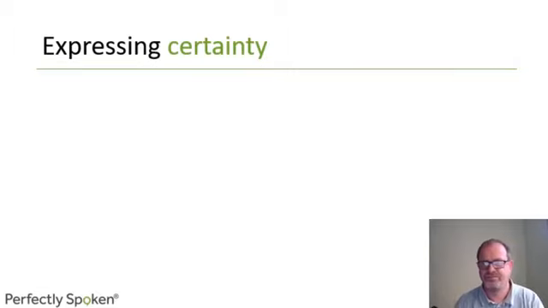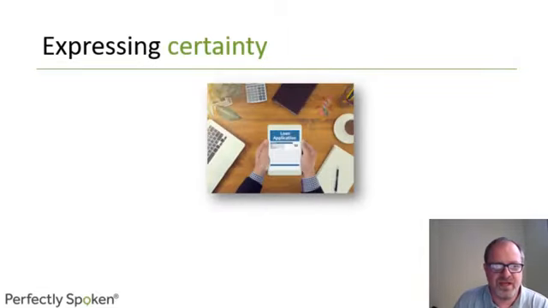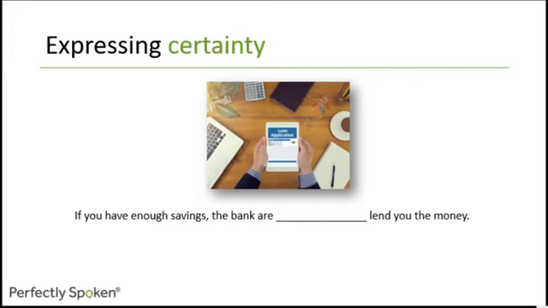So here we go. So we've got a guy looking at a tablet here, and it's for a loan application. So he's obviously thinking about applying for a loan. You apply for a loan. We looked at that in the vocabulary of money in the previous lesson. And here is the sentence. If you have enough savings, the bank something lend you the money.